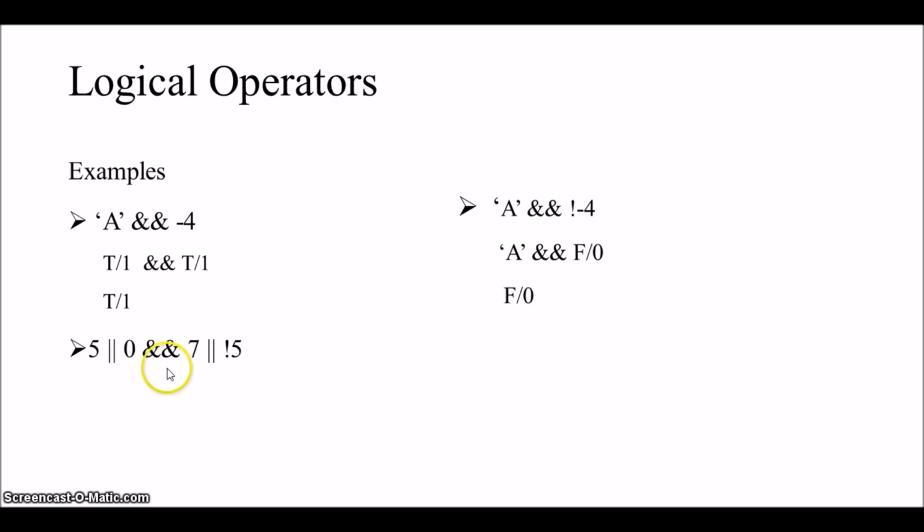Let's look at another example. 5 or 0 and 7 or not 5. Again, this expression consists of all the three logical operators. In that case, you need to follow the precedence: evaluate logical NOT first, then logical AND, then logical OR. Let's evaluate and check the result.